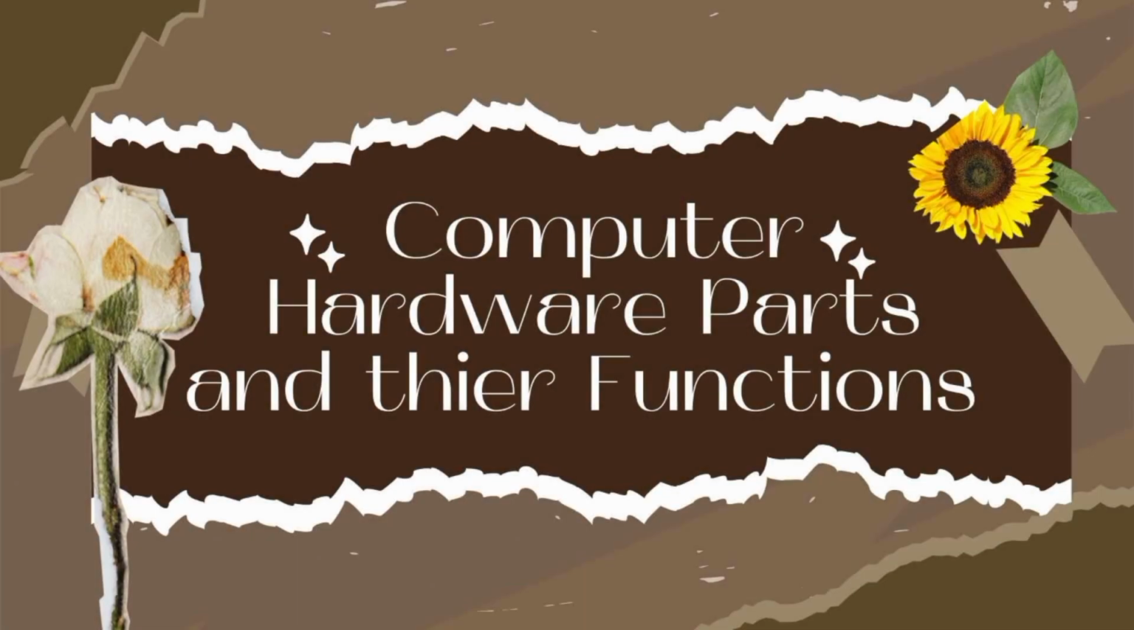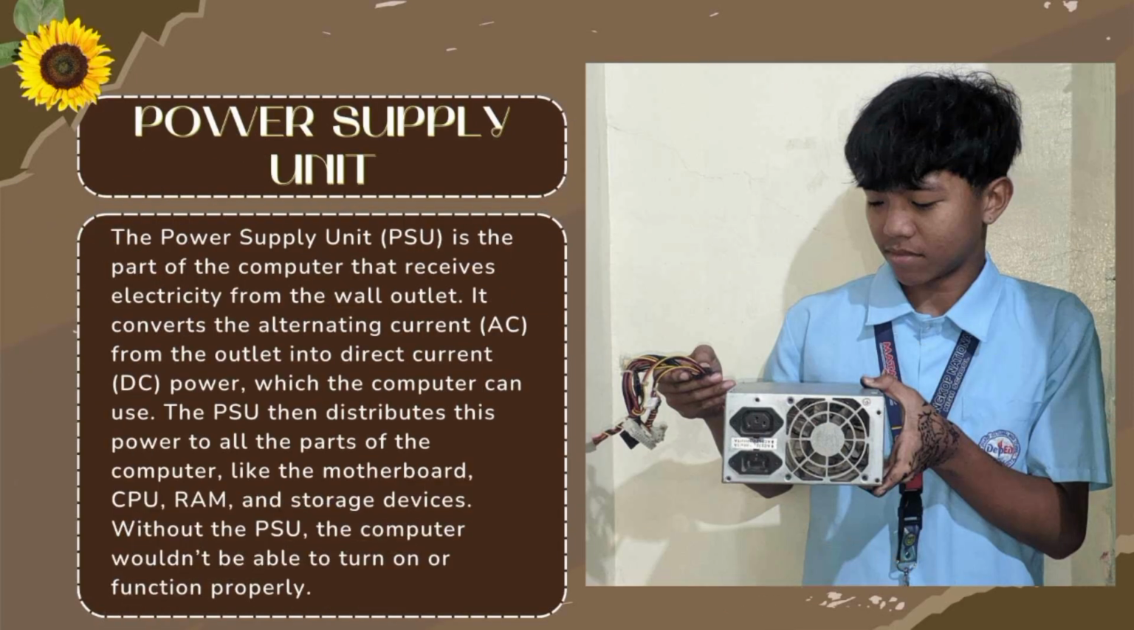Computer hardware parts and their functions. Power supply unit. The power supply unit, or the PSU, is the part of the computer that receives electricity from the wall outlet. It converts the alternating current from the outlet into the direct current power, which the computer can use. The PSU then distributes this power to all the parts of the computer, like the motherboard, CPU, RAM, and storage devices. Without the PSU, the computer wouldn't be able to turn on or function properly.